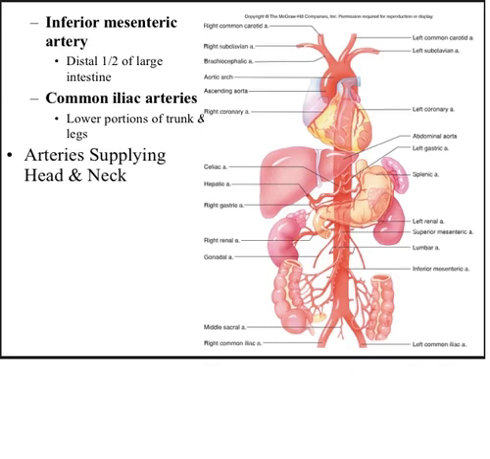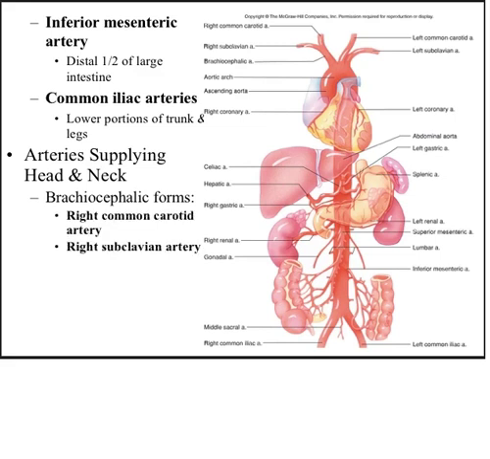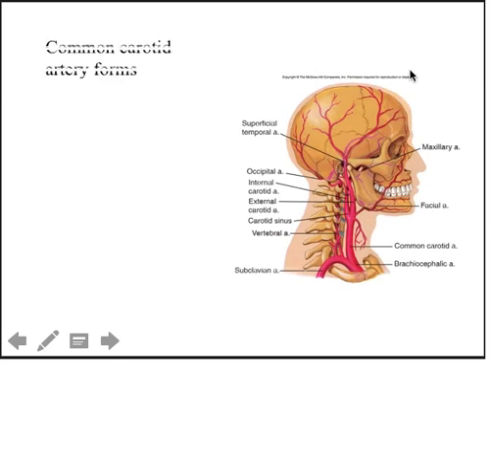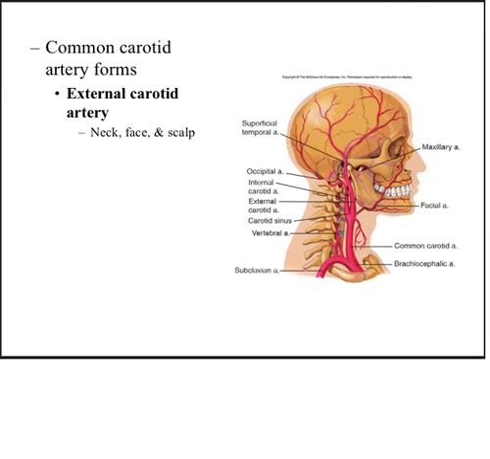Arteries that run up to the head and the neck include the brachiocephalic artery, which forms the right common carotid and right subclavian. The left common carotid artery and left subclavian are independent branches coming off the aorta, and you can see them here and here. Okay. The common carotid artery forms the external carotid artery, which supplies the neck, the face, and the scalp, and the internal, which supplies the brain.